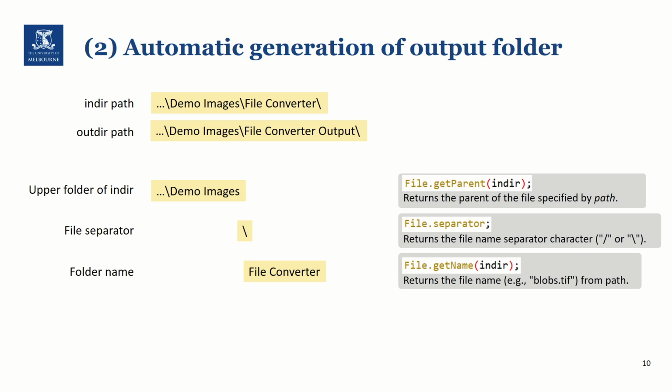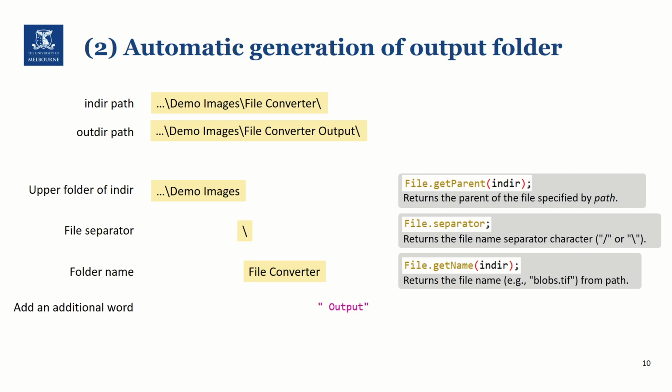Then we can get the folder name of the input folder. The reason for this is that we want to make our output folder name rooted from the input folder name. This will make it easier to identify our output folder rather than simply naming it output, as otherwise we will soon end up having many folders named output. The function to get the folder name is file.getName. This will return the file name from the path, and again it will be file converter without /.